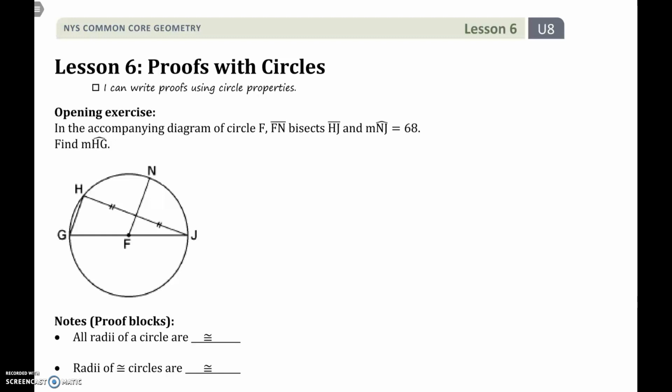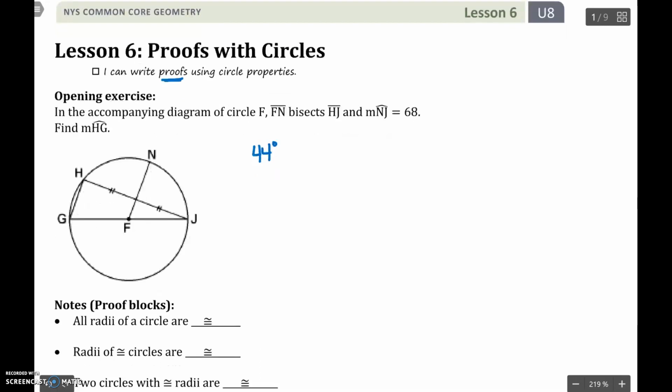Hi everyone, it's Mrs. Griffin with the Unit 8 Lesson 6 video where we're going to start talking about proofs that use circle properties. So to begin with, please try the opening exercise. Pause now. And the answer should be 44.